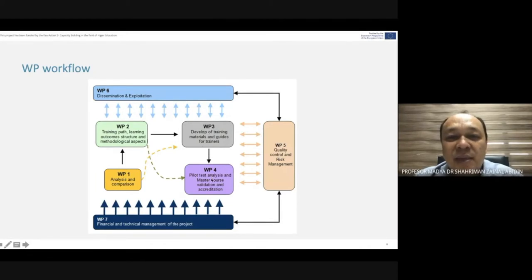And then we go to the next level, work package 4: test, pilot test, analysis, master course, validation and accreditation. Then work package 5 is more on quality control and risk management. And work package 6 is more on dissemination and exploitation.